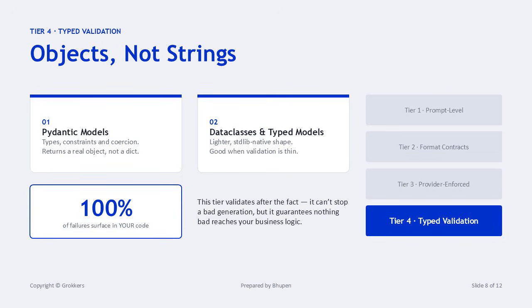The second card covers data classes and lighter typed models. Less machinery, standard library only, and a good fit when you mostly want shape clarity rather than heavy validation.